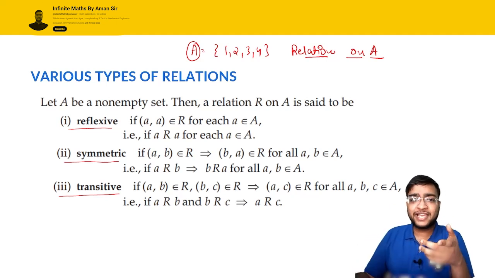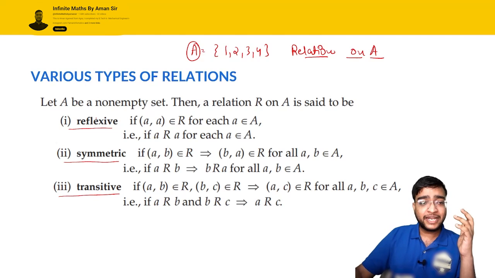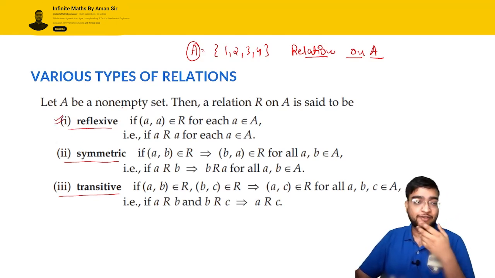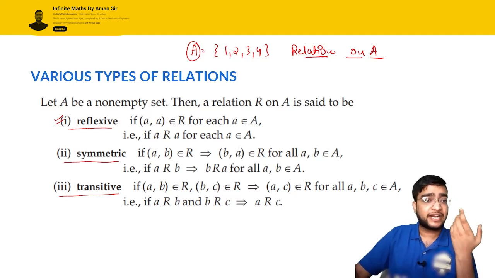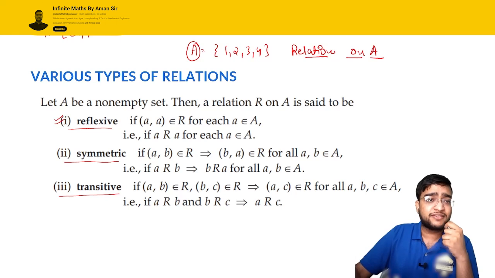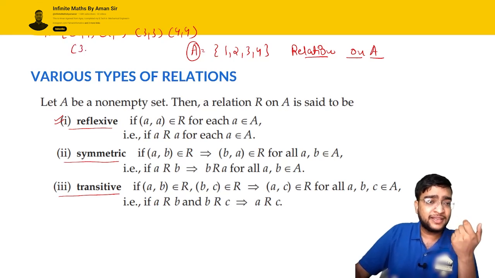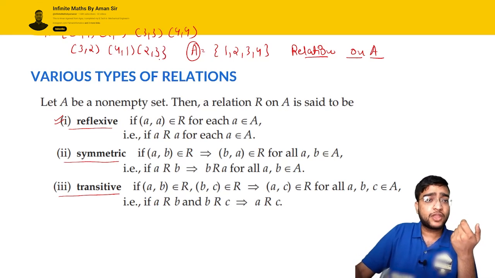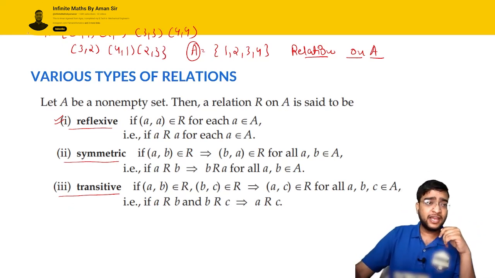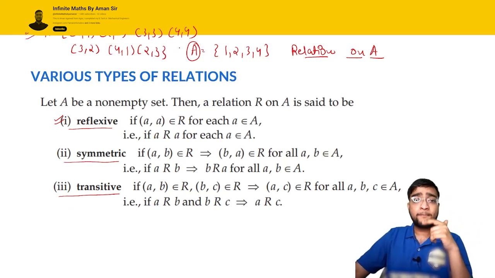With the help of this, let's take the reflexive one. What exactly is a reflexive relation? Let's take a relation containing some pairs: (1,1), (2,2), (3,3), (4,4), and some more, (3,2), (4,1) and maybe (2,3). This is a hypothetical relation obtained from my set A. Now let's check the definition.